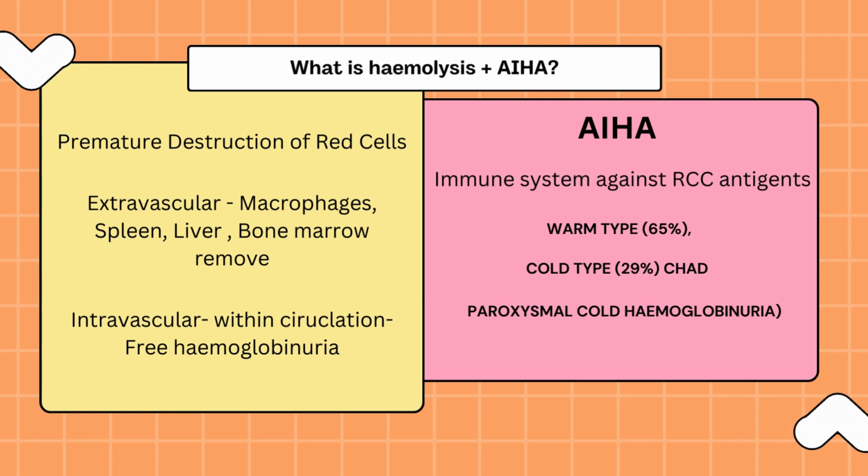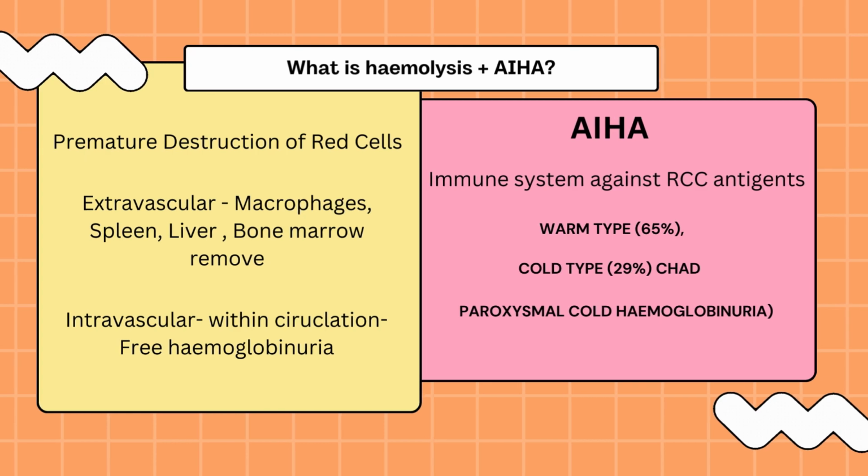Autoimmune hemolytic anemia is a decompensated acquired hemolysis caused by the host's immune system, which acts against its own red cells. You can divide that serologically into warm type, which is about 65%, cold type, which is about 30%, and cold hemagglutinin disease, CHAD. 1% of the population might have paroxysmal cold hemoglobinuria or mixed autoimmune hemolytic anemia.